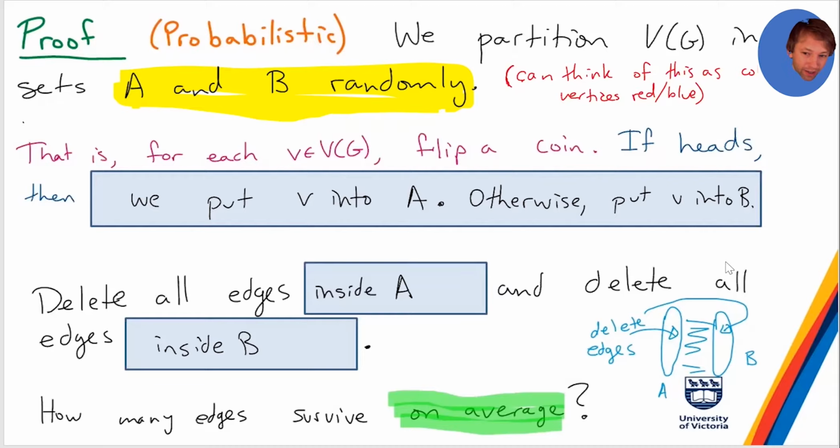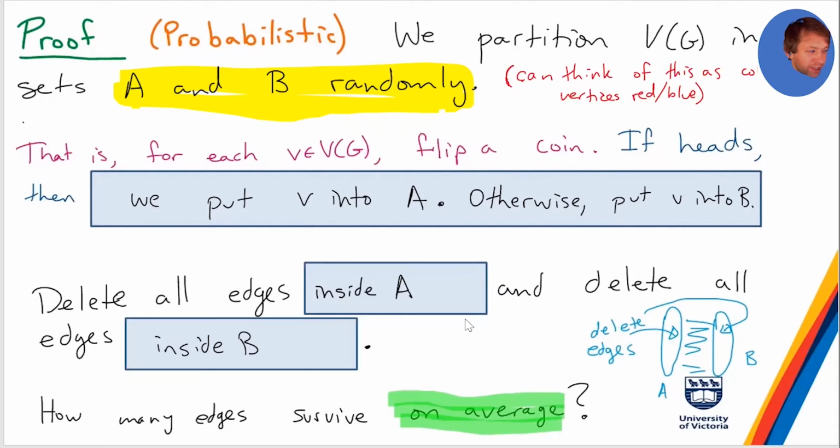By survive, I mean they're edges that didn't get deleted. So if you think about it as coloring the vertices red and blue, we've actually thought of this before. If I randomly color vertices red and blue, and I look at a particular edge, what's the probability that edge is red on both sides? Yep, exactly. So with probability 1/4 it's red on both sides, with probability 1/4 it's blue on both sides. So in total, with probability 1/2, it gets deleted. Therefore, on average, half of the edges get deleted, and half of them survive.